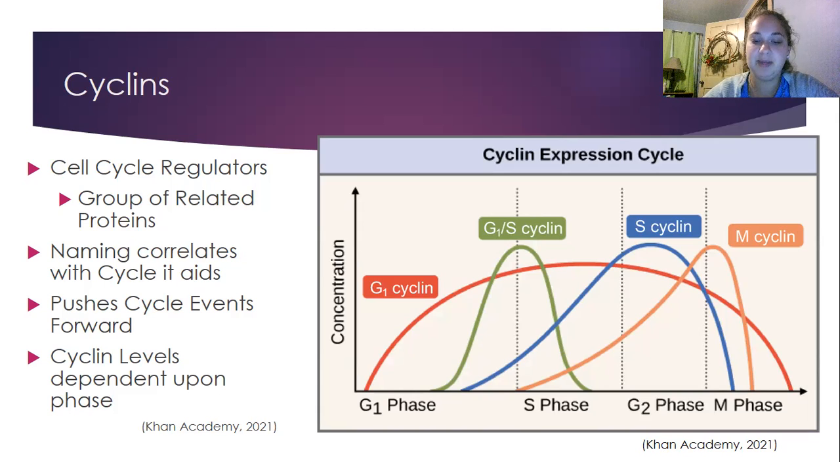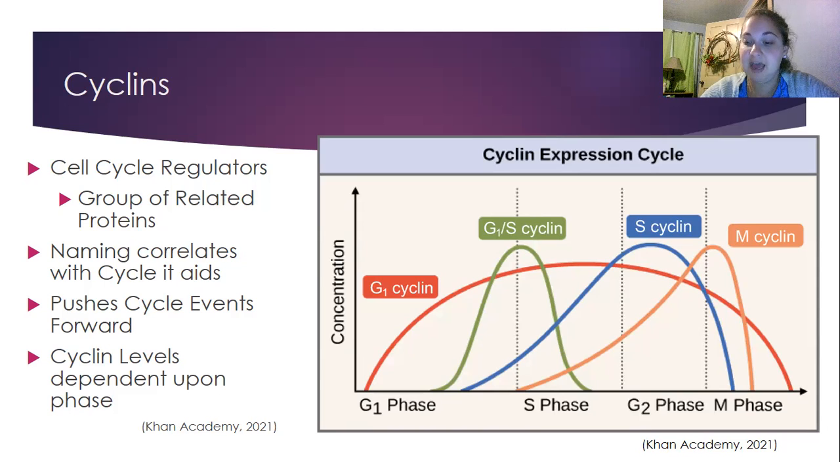An example would be that in the M phase, the M cyclin aids in what happens during the M phase, thus being the breakdown of the nuclear envelope and chromosome condensation. The picture to the right shows that there are different levels of each cyclin across the cell cycle.